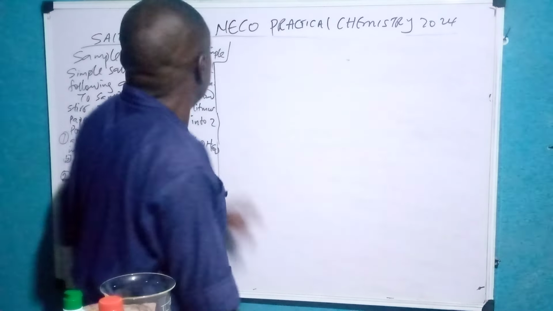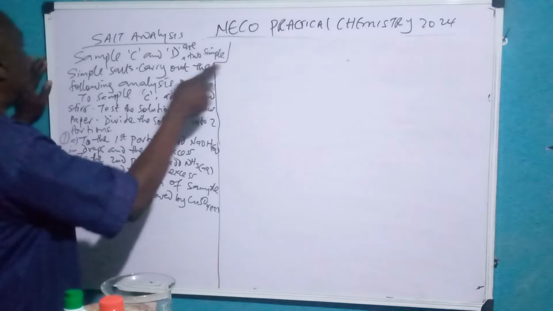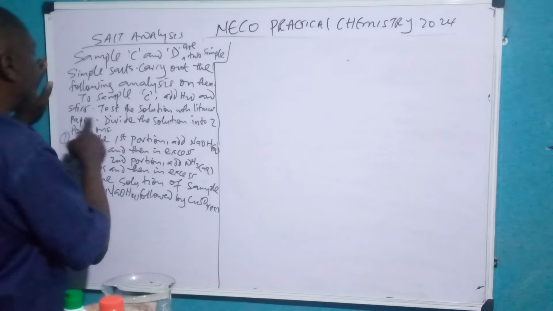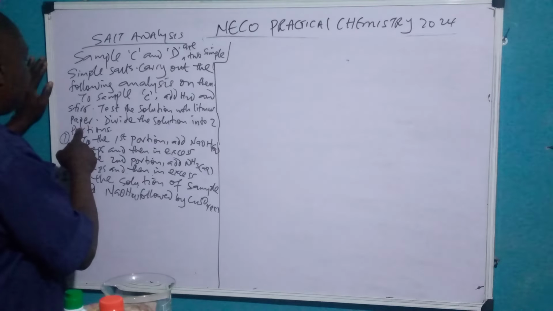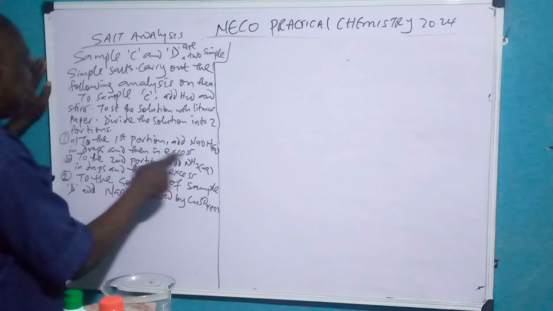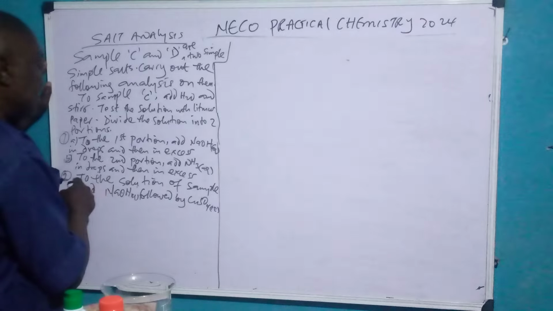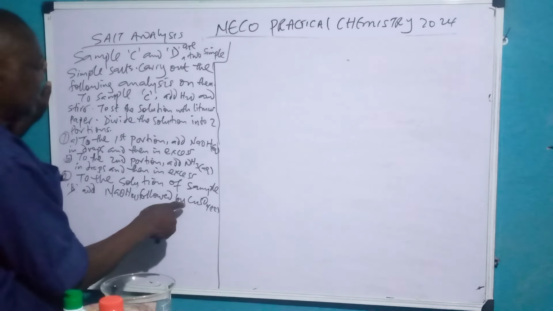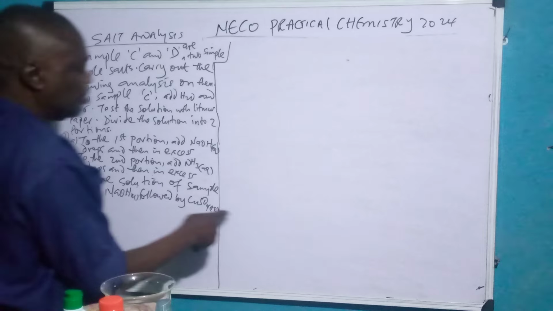So let's get started. The question says, samples C and D are two simple salts. Carry out the further analysis on them. To sample C, add water and stir. Test the solution with litmus paper. Divide the solution into two portions. To the first portion, add sodium hydroxide in drops and then in excess. To the second portion, add ammonia in drops and then in excess. To the solution of sample D, add sodium hydroxide followed by copper(II) tetraoxosulphate(VI).